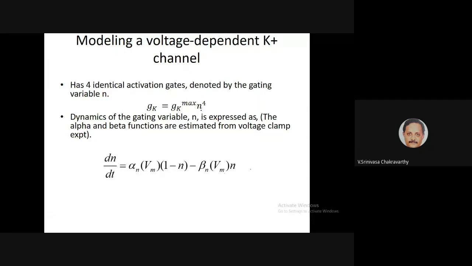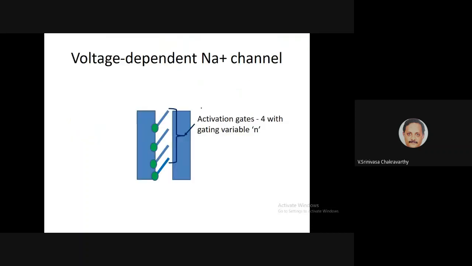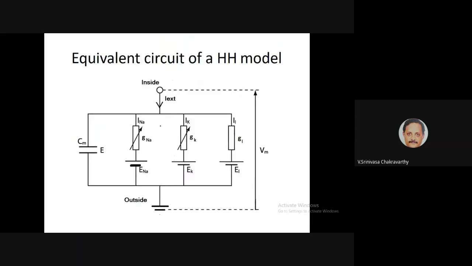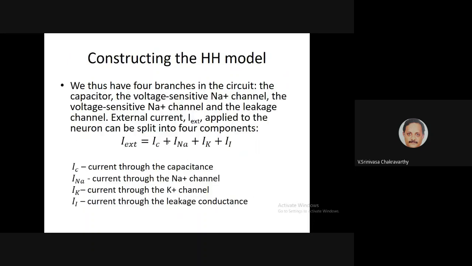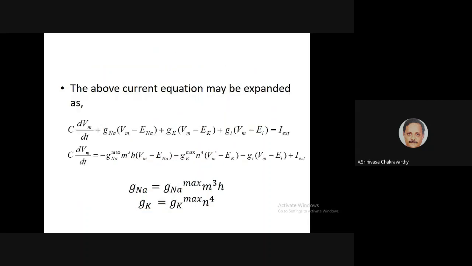But n is the open probability of a single gate, and n to the power 4 is the open probability of the whole channel, right? So therefore, the conductance of potassium is given by GK max times n to the power 4. If you plug this into the final circuit, you have all these dependencies. So the total current is given by this, which is this first expression.